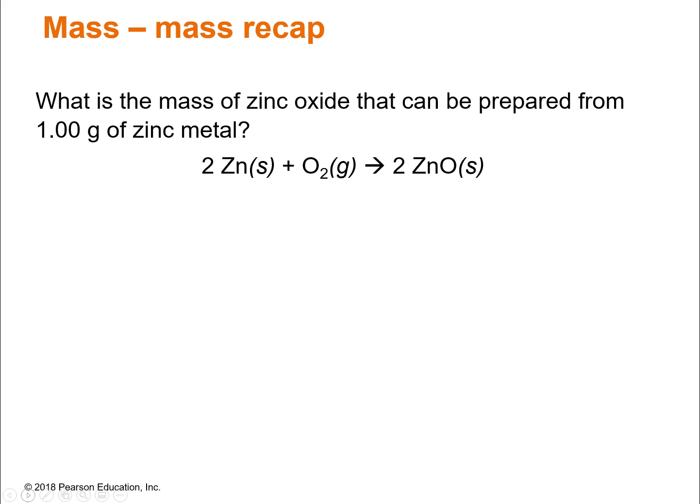What is the mass of zinc oxide that can be prepared from 1 gram of zinc metal? Remember, you're not always going to have this handy little title that tells you what type of problem you have. So you need to classify the problem. We're starting with 1 gram of zinc, and the question is asking about the mass of zinc oxide. So that shows us it's a mass-to-mass problem.